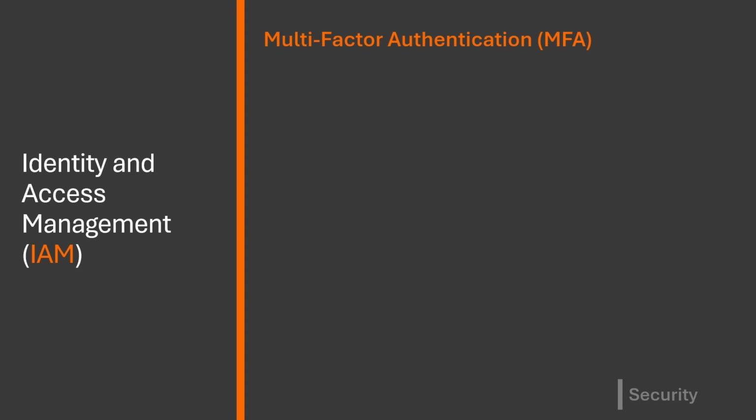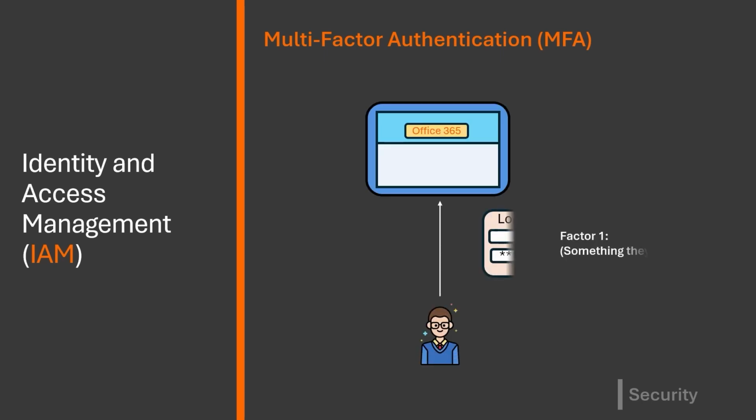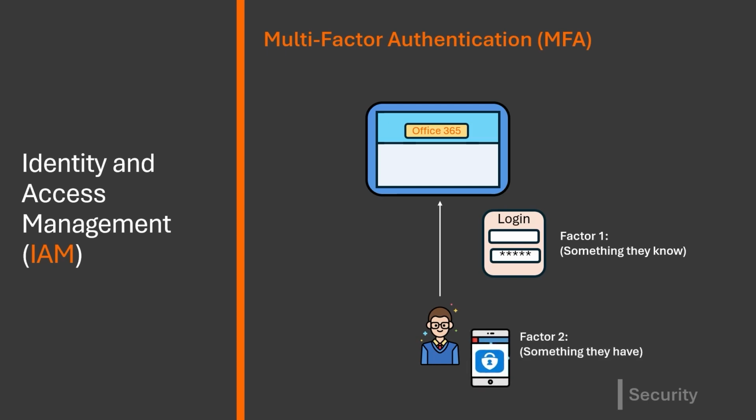Let's look at a real-world example. Let's say an employee wants to log into Office 365. They enter their password, which is something they know. Immediately after, they get a notification on the Microsoft Authenticator app on their phone, which is something they have, asking them to approve the login.